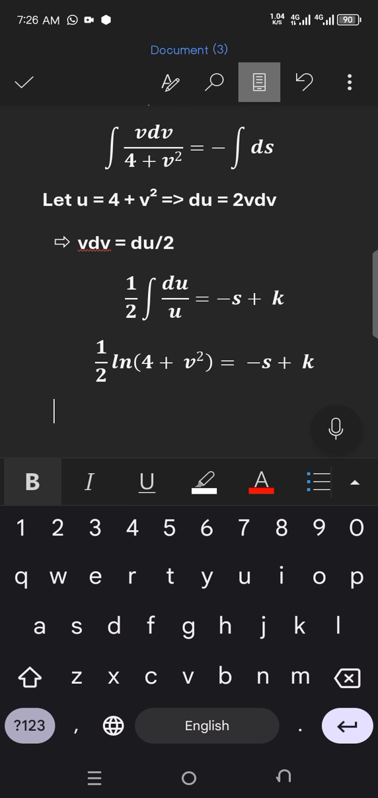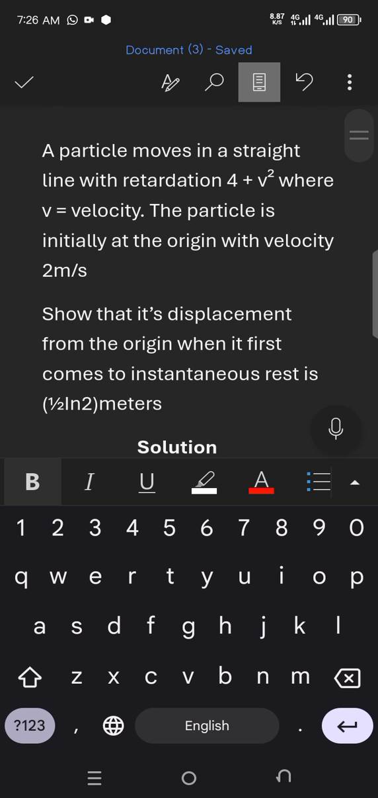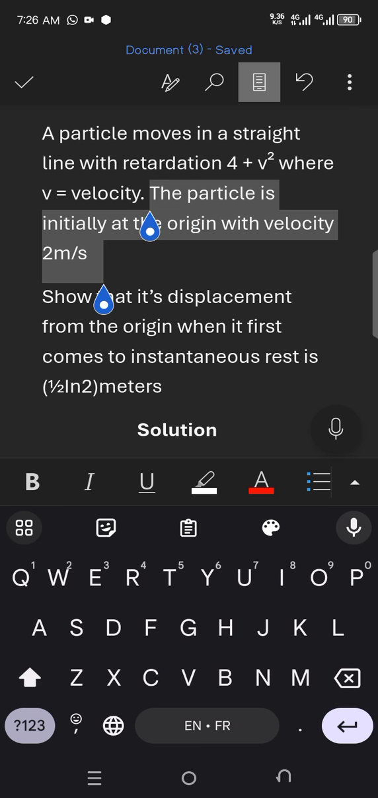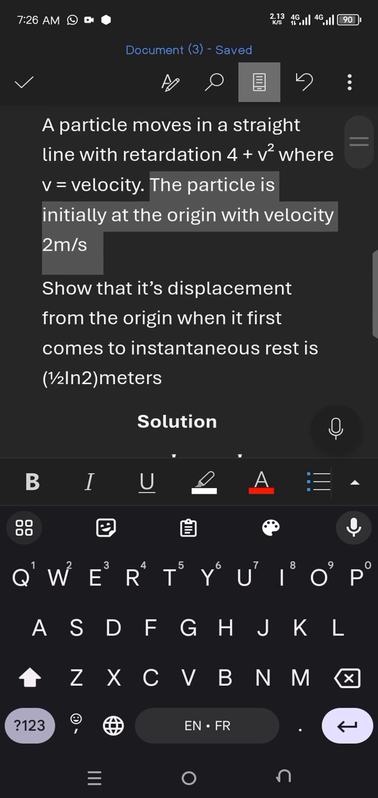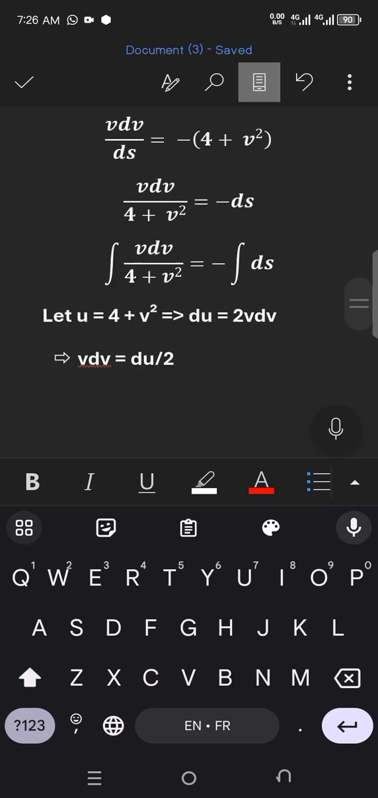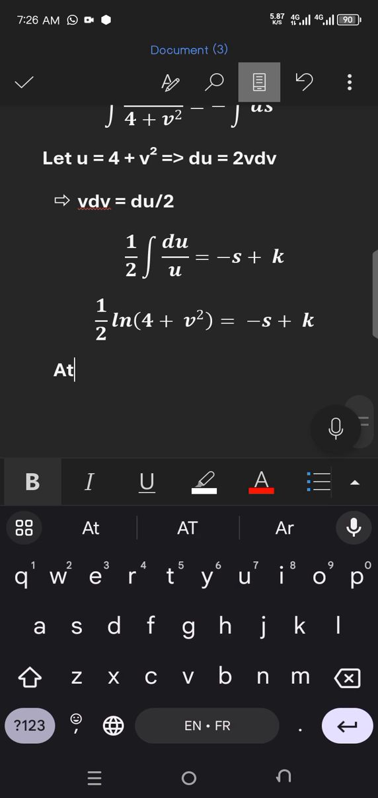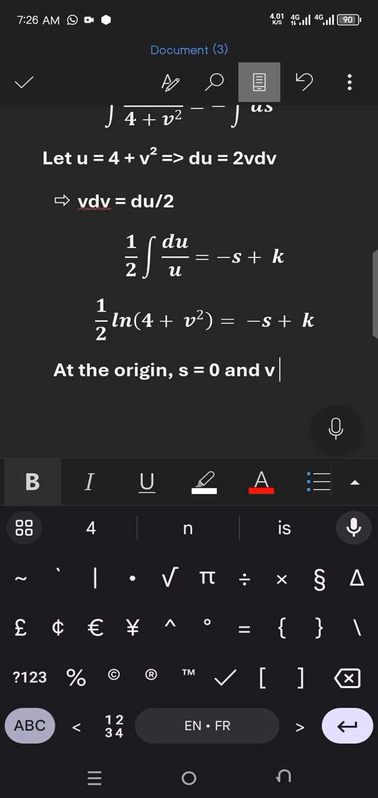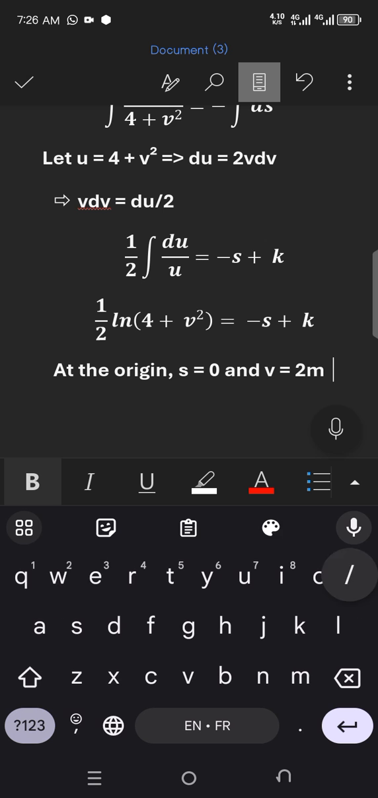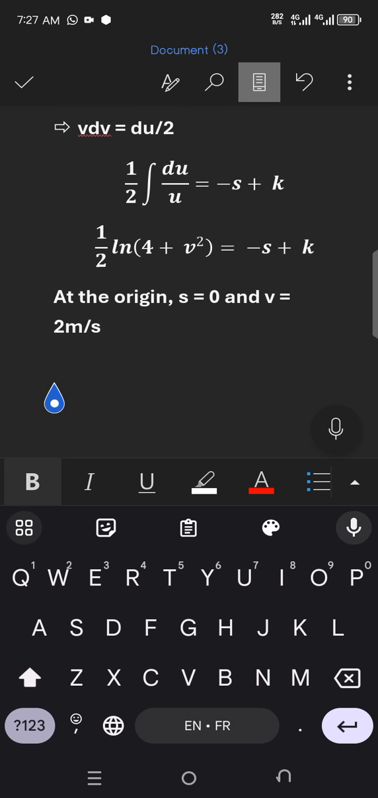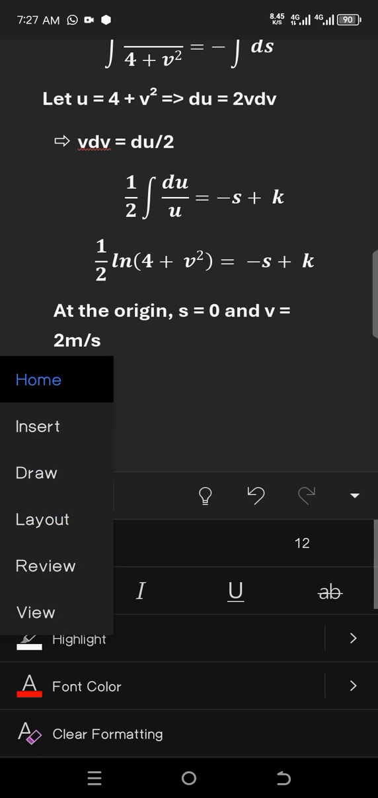Now we need to find this constant of integration. So let's go back to the question. It said the particle, let me highlight from here, the particle is initially at the origin with velocity 2 meters per second. Now we know that at the origin, your s is equal to 0 and your v has been given as 2 meters per second. So it's now easy for us to move. So my constant of integration k can now be easily gotten.